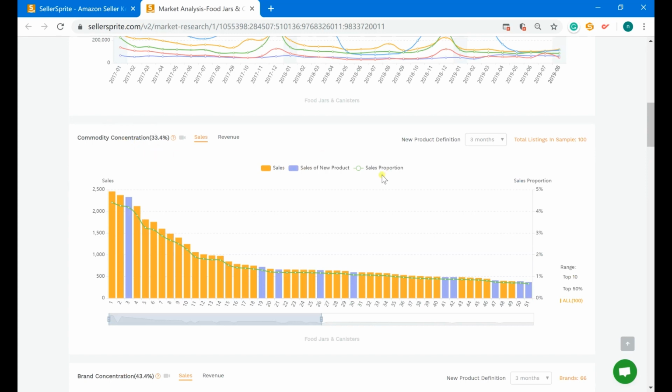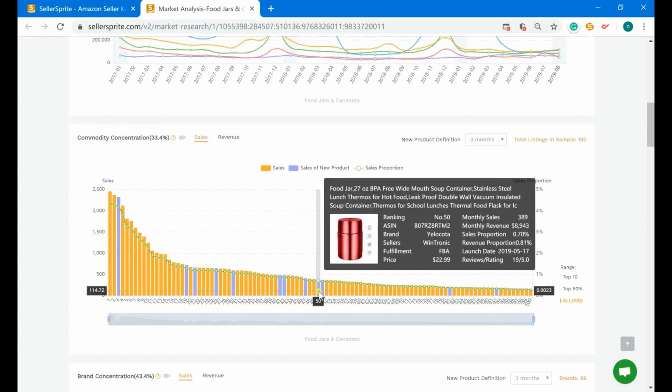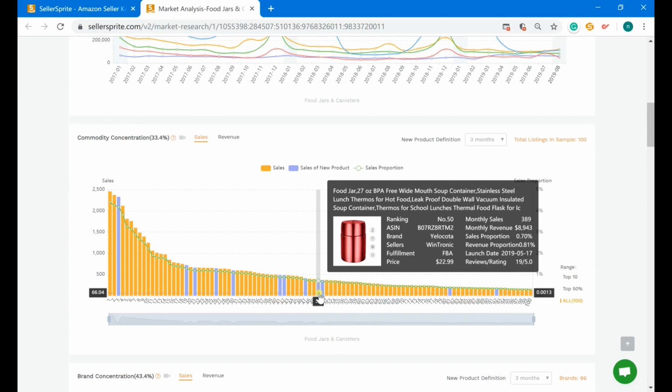The sales curve trended toward stable, indicating the market's sales volume is distributed relatively evenly among these products, and the tail products perform well. The 50th product still has more than 300 orders per month. In conclusion, the monopoly of commodity is not high.